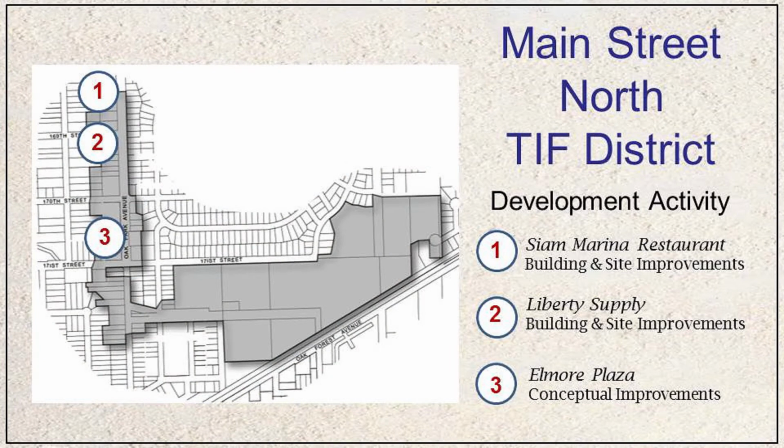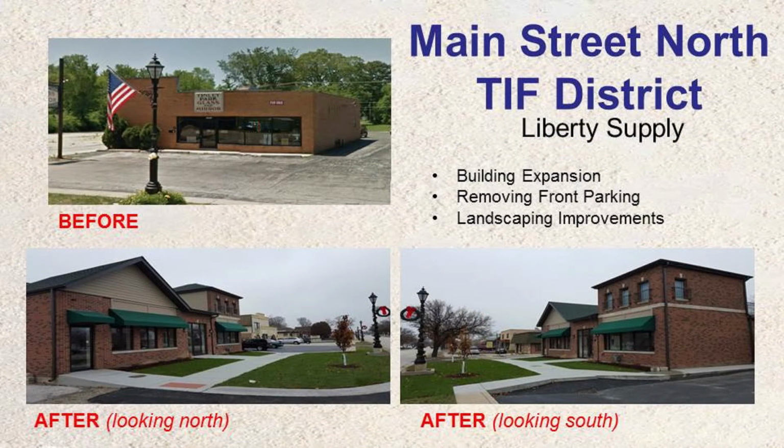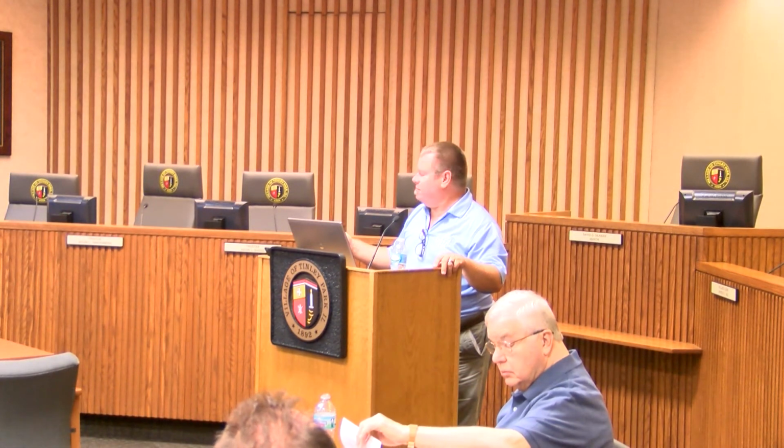Some of the recent developments, again, Siam Marina, Liberty Supply, Elmore Plaza. Here's the Liberty Supply, if you weren't familiar with what I was referring to there. It took the old Tinley Glass. We gave Atherton money for those homes that they built? Oh, we didn't. Did not. Halo projects are things that occurred outside of the TIF. It's all non-TIF. And arguably, some of that was because we have the TIF in place. So the TIF has allowed other things to happen outside of its boundaries.